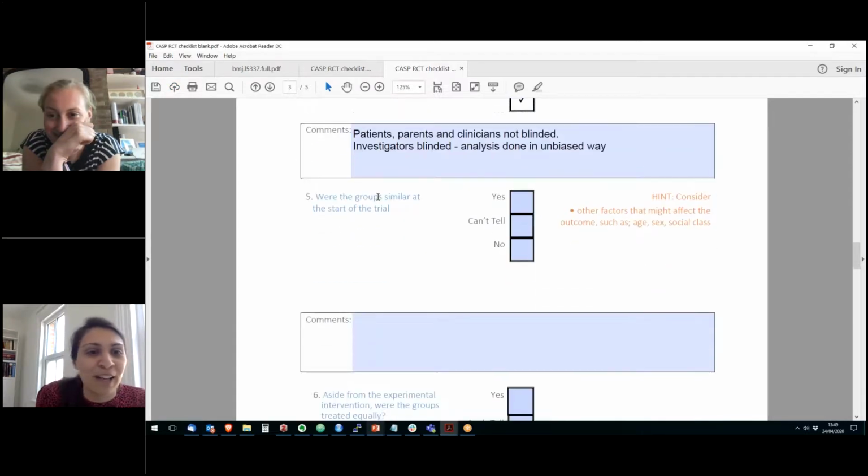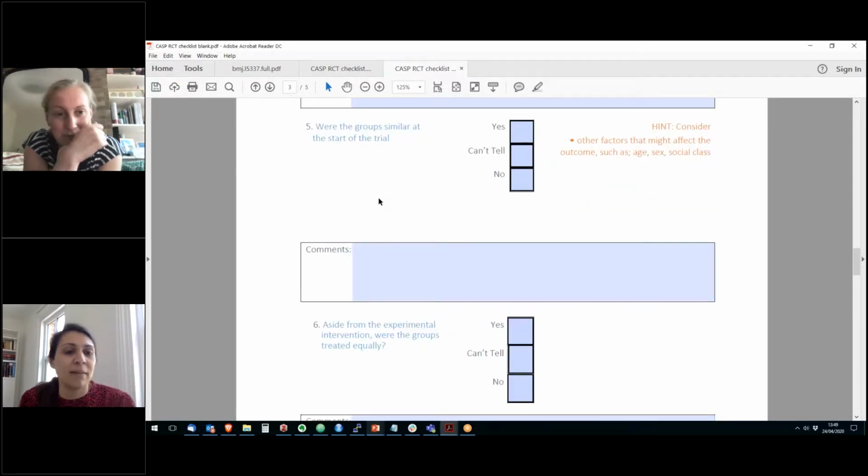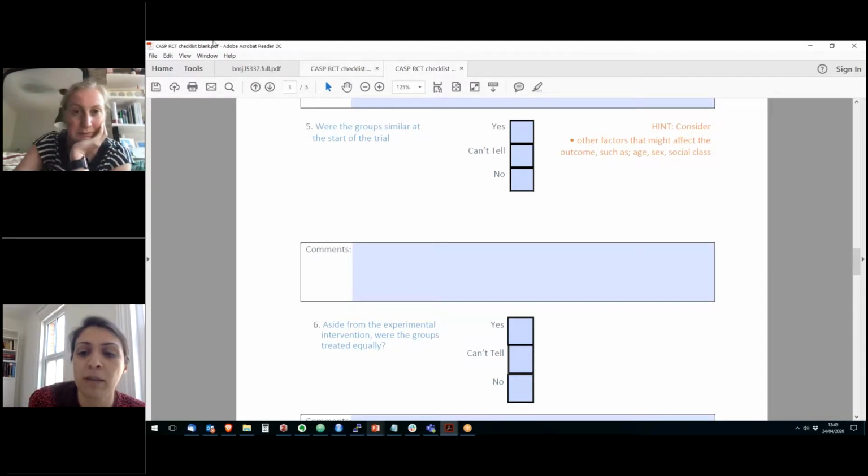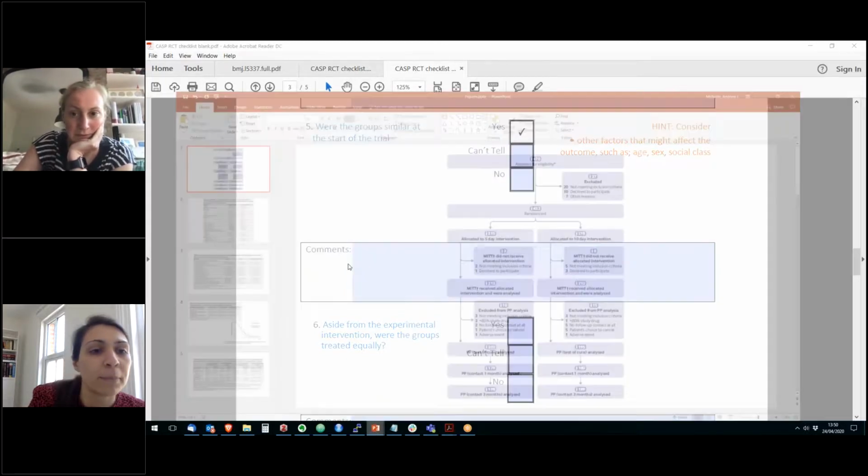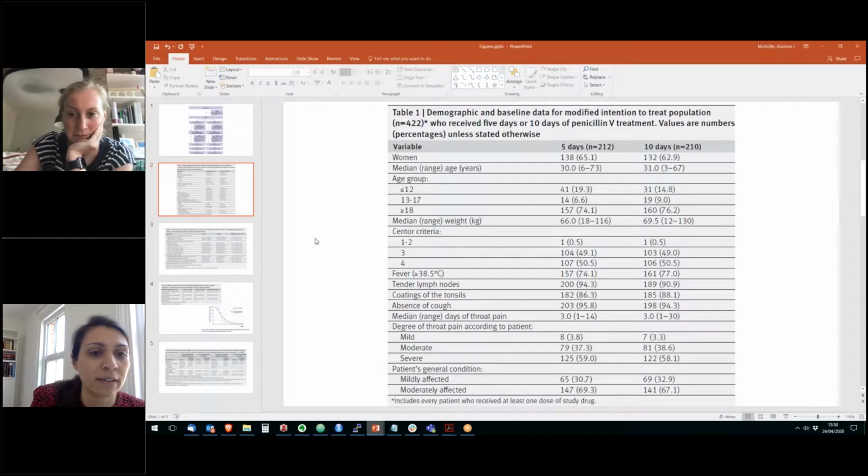We'll move on just because of time. We'll move on to the next part. So the next question is, are the groups similar at the start of the trial? So do we have a fair start? Are the two groups that we're going to be comparing similar? So Andy said yes. Excellent. So we're happy that we have a fair start at each group.